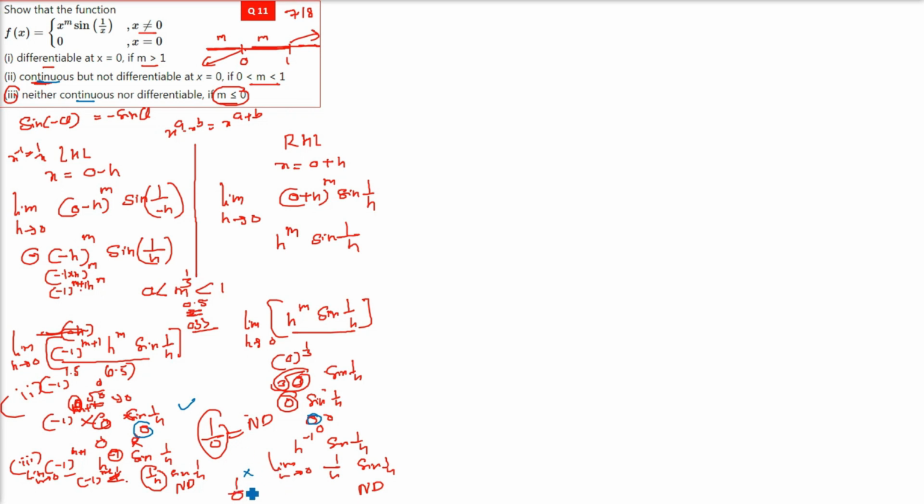See, there are certain things which came as not defined. Please remember, we have already checked the differentiability for the third part. Because the function is not continuous, it will not be differentiable also. The third part has already been checked. But still we'll do that step. So in the differentiability, we'll take left hand derivative and right hand derivative.